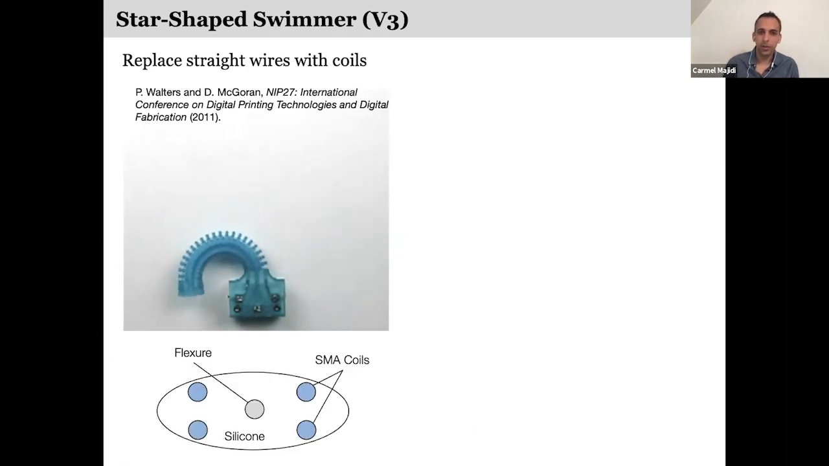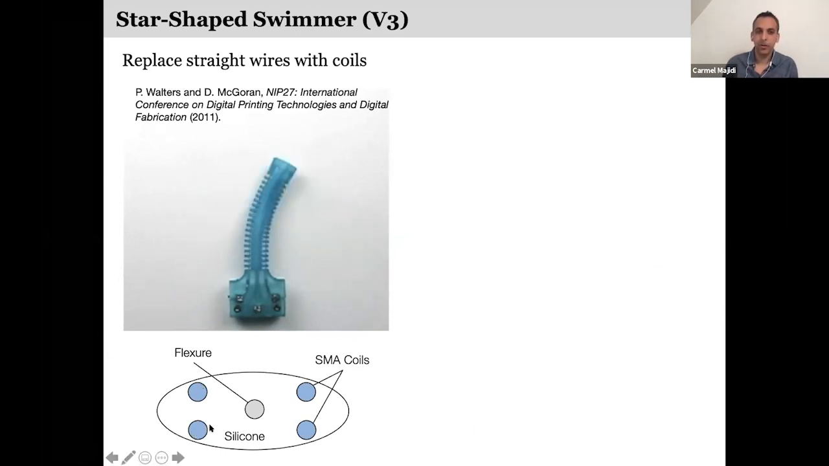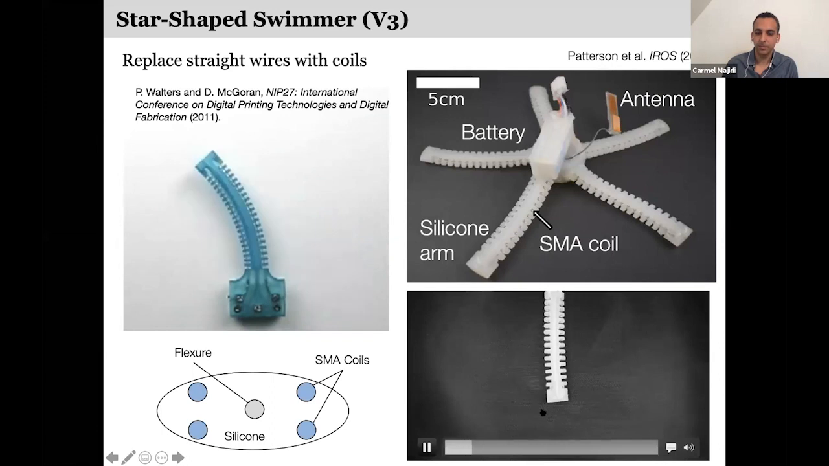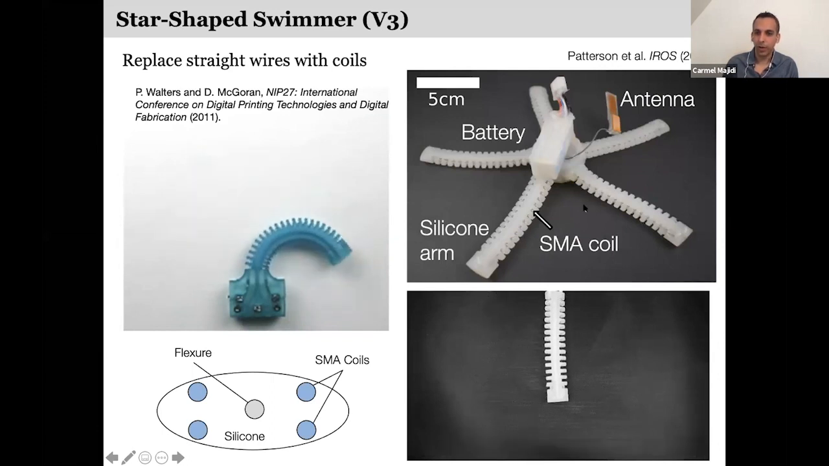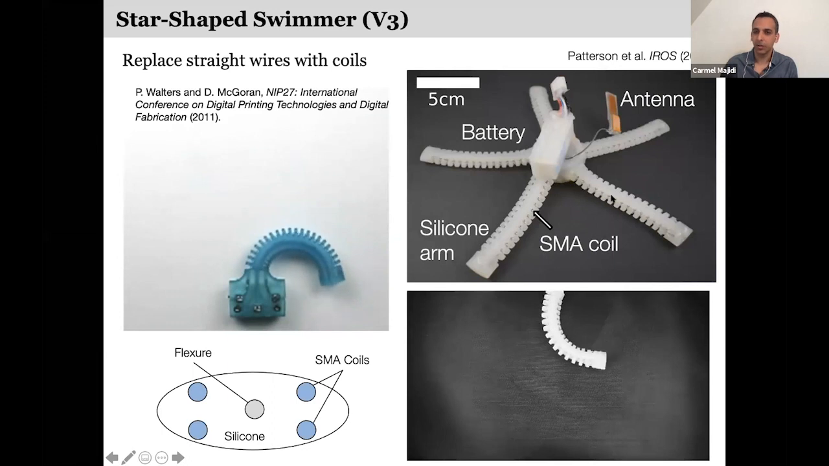What's different compared to previous efforts using these coiled SMA wires is that we have two pairs of coils, so that we can get bending not just in the plane, but also out of the plane. That enables us to create a star-shaped robot that's able to both paddle and swim, but also move its limbs up and down so that it can crawl on the bed of a water tank.